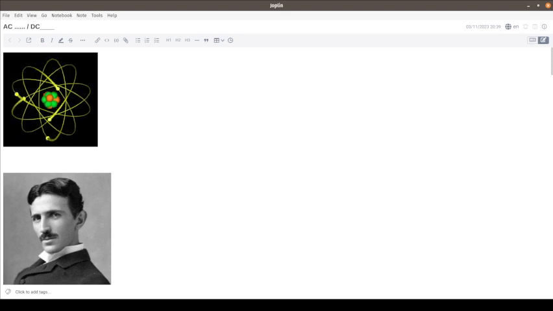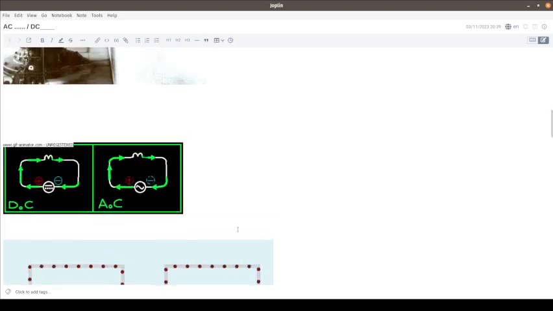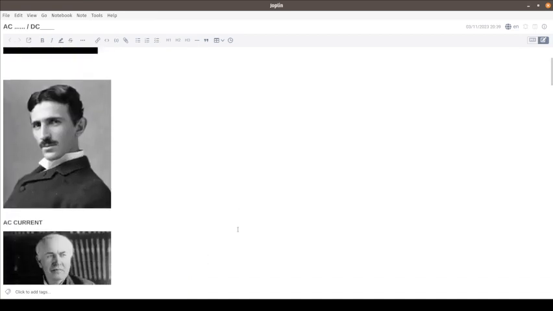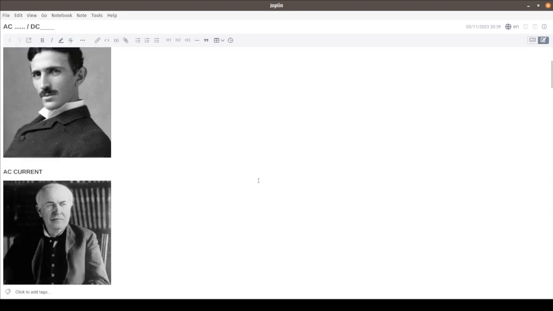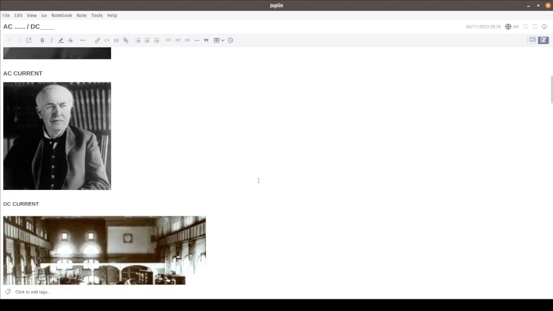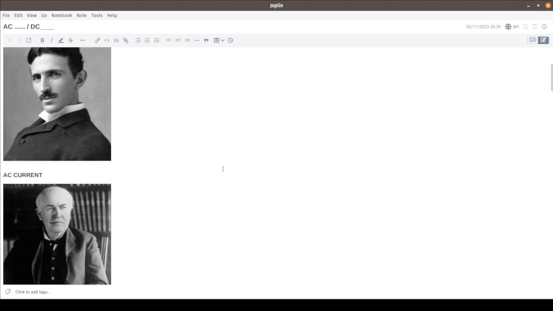So of course, what is AC? AC current was discovered, or invented, by whom? Tesla, Nikola Tesla, right? You can see the picture of Nikola Tesla on the screen. The next picture is of who invented DC current. You know that, right? Edison, Thomas Edison. These are two brilliant men who invented AC and DC.